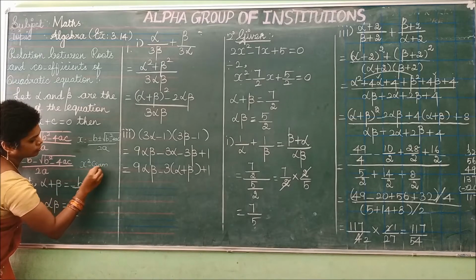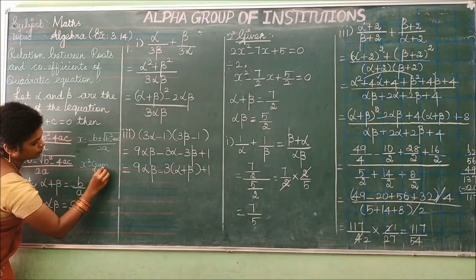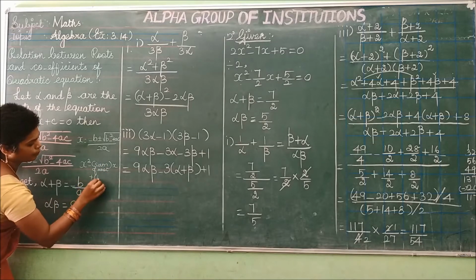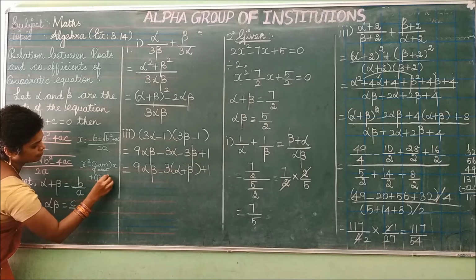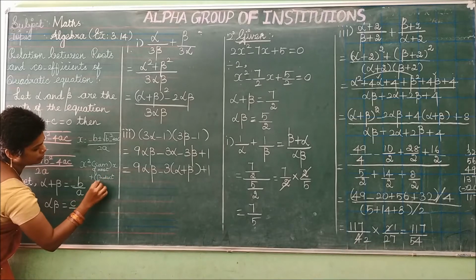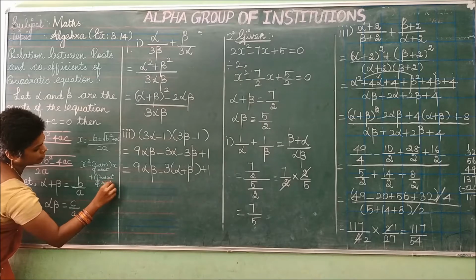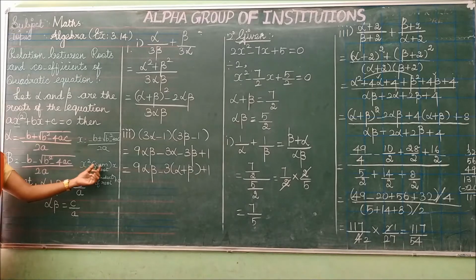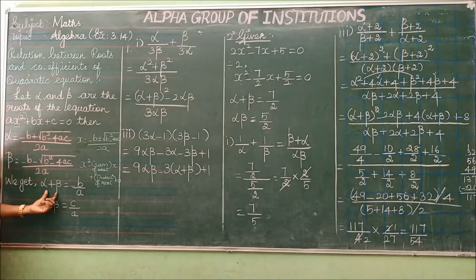This is one format, and the other way is x squared minus sum of roots into x plus product of roots equal to 0. We also discussed this in our previous classes. The sum of the roots is nothing but alpha plus beta. So alpha plus beta is minus the coefficient of x divided by the coefficient of x squared.